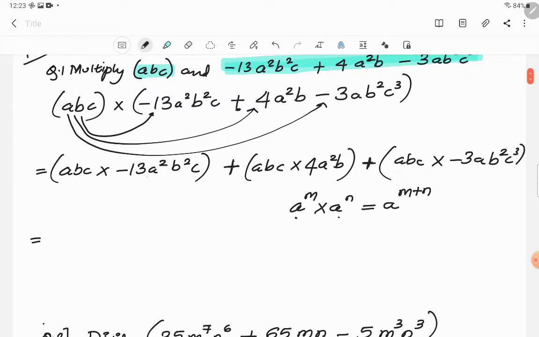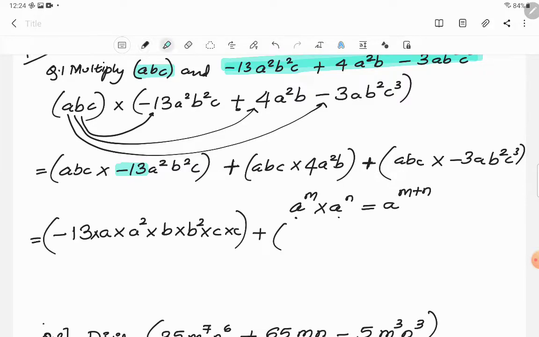So how do we write? First we'll collect the integer. What is the integer here? Minus 13. So minus 13 I write as it is. Next I'm writing a multiplied by a², then b multiplied by b², and then c multiplied by c. Put that in the bracket. Next you write plus. Then the integer in the next case is only 4. So I am writing 4 as it is, multiplied by a², b multiplied by b, and there was only a single c which I end up writing like this.